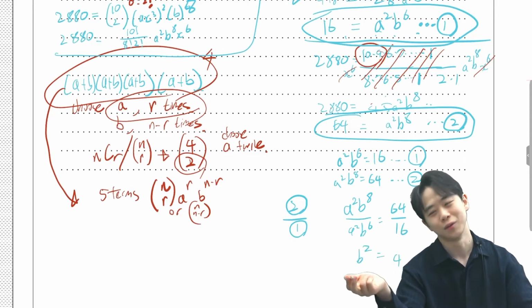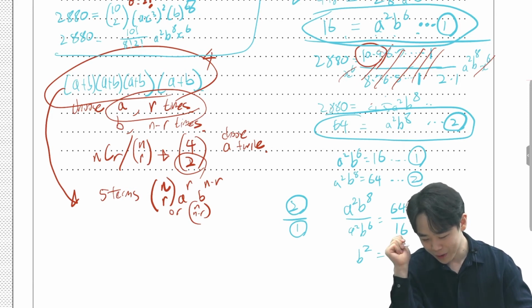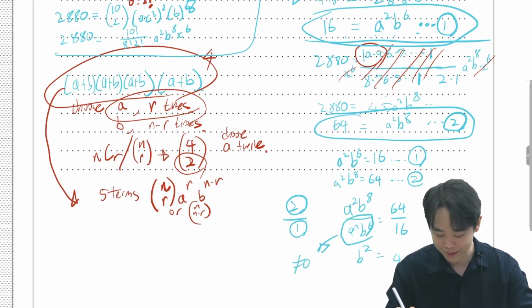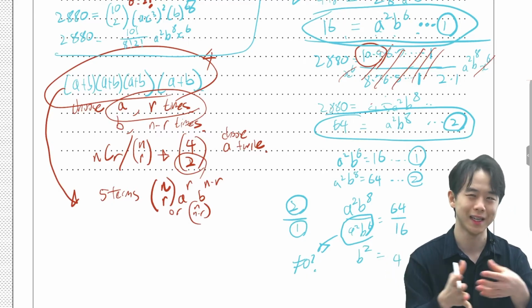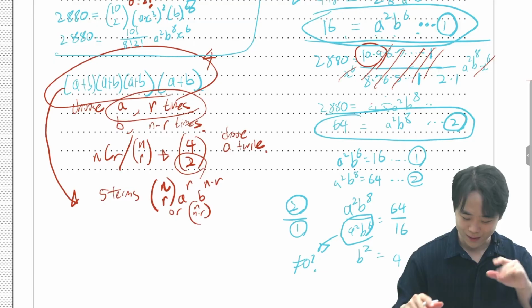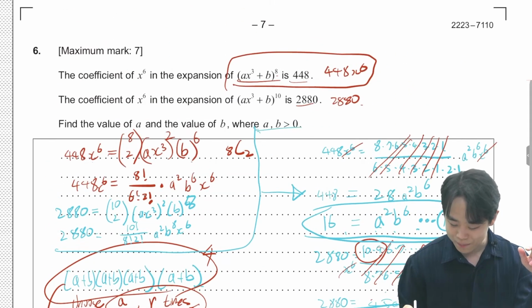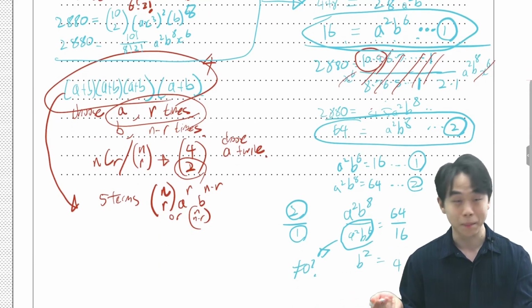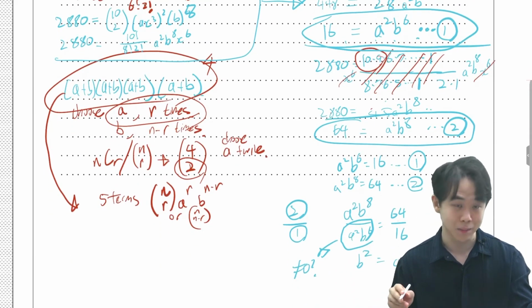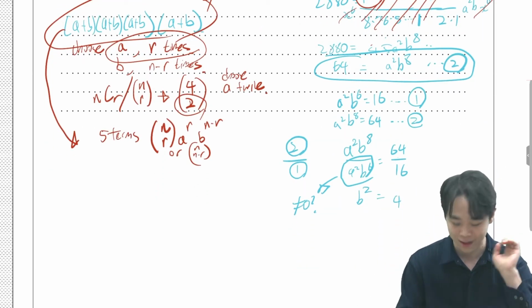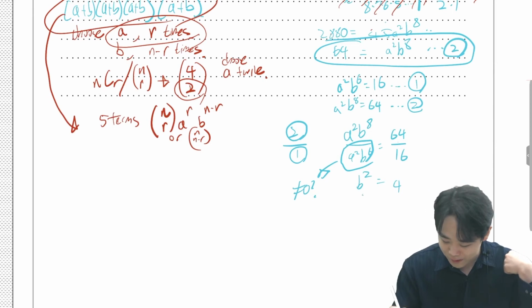Some of you might question, wait, is this legal? Sure, we could divide 64 by 16, but how do we know that a squared b^6 is not a 0? That's the most problematic case. We don't want to consider any possibility of dividing by a 0. Thankfully, the question says a and b must be greater than 0, so it's perfectly fine to divide both sides by a squared times b to the power of 6. We have the guarantee that this is definitely a non-zero term. So we get b squared is 4.